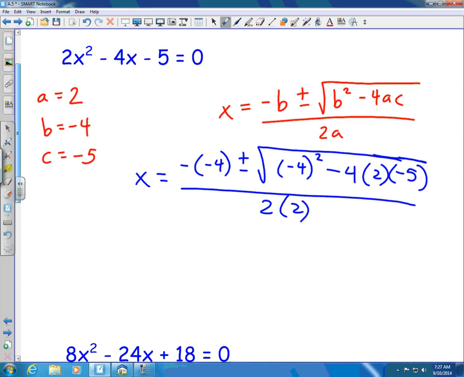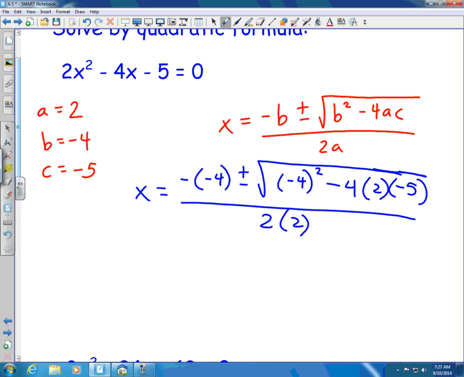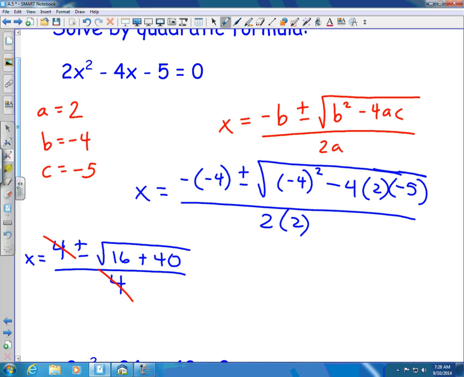So working this one out, we would end up with positive 4 plus or minus square root of, looks like negative 4 times negative 4 is a positive 16, and 8 times 5 is plus 40, and this is all over 4. Can I divide out this 4 with this 4? Well, no, because this 4 right here is a term. It's being added to the radical. It's not a factor. So dividing out, can't do that.